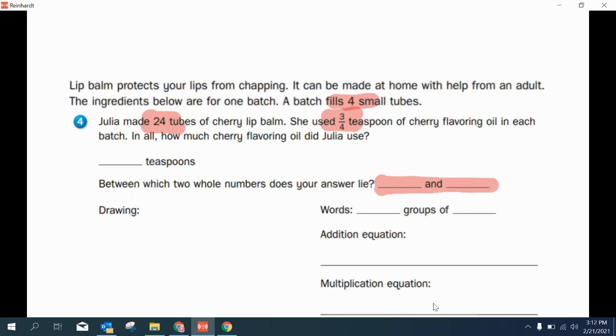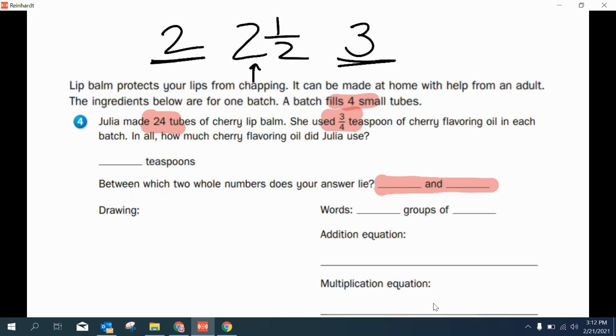So to help you out just a little bit, if my answer is 2 1/2, what are the whole numbers on each side? What's a smaller whole number and what's a larger whole number? The whole number currently is 2. So 2 1/2 is a little bit bigger than the whole number 2. And it's a little bit smaller than the whole number 3. So it's looking for something like that in this section.